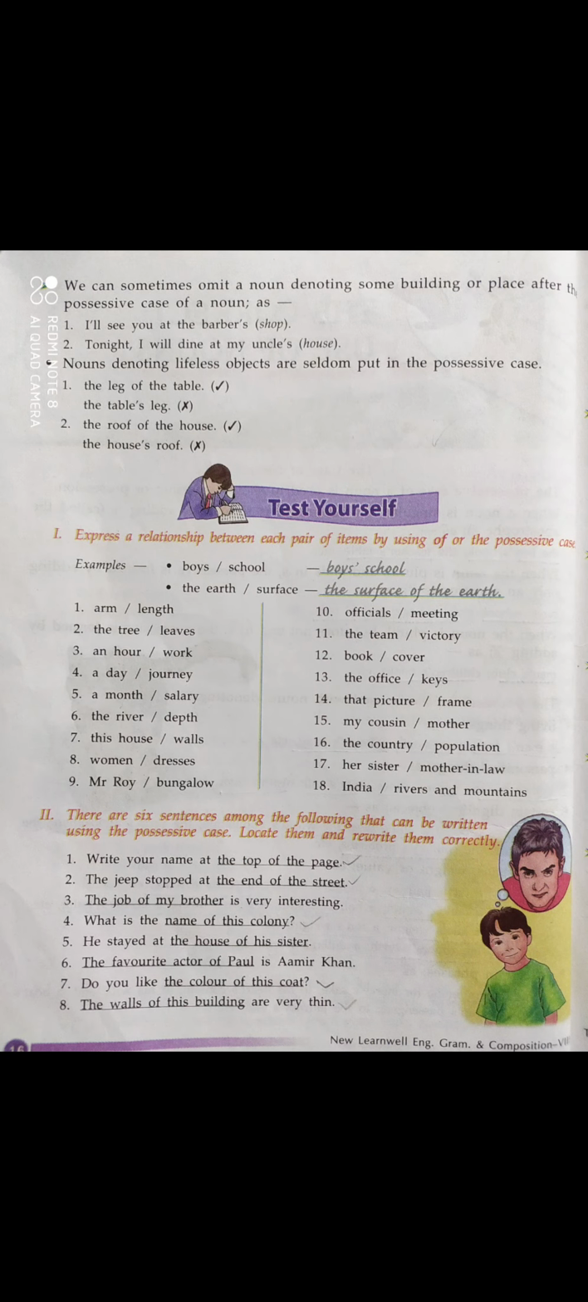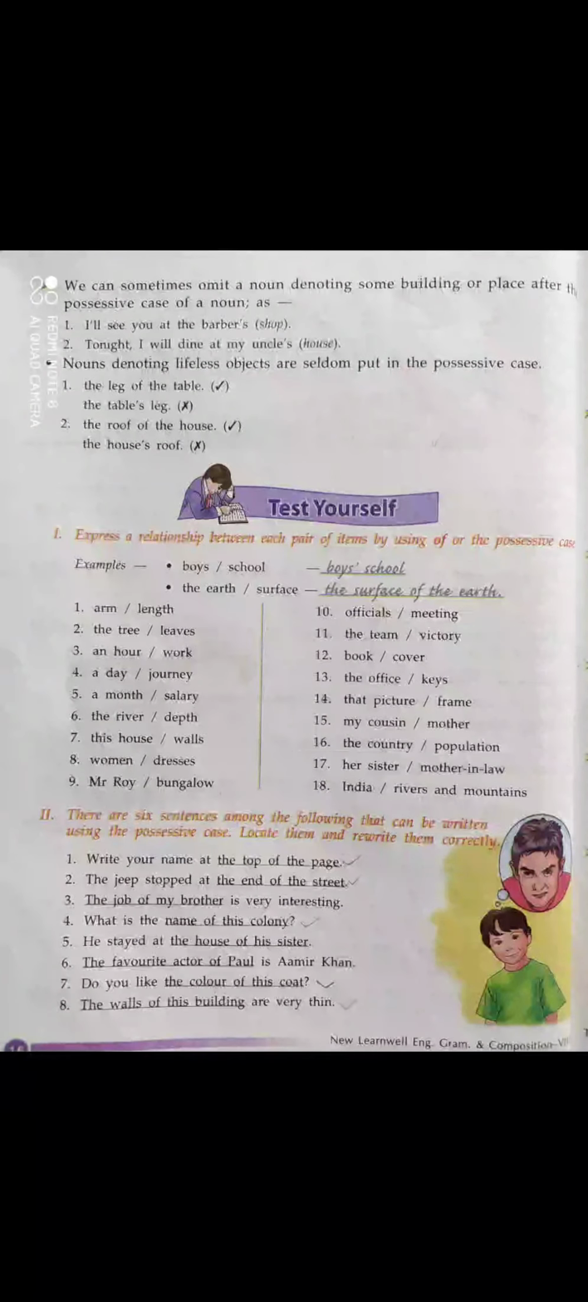Now the second exercise, correct the phrases. Write your name at the top of the page. It is right, no correction is there. The jeep stop at the end of the street. Streets end we cannot say. The end of the street. Street is an inanimate object, so we cannot use the possessive case, because street is a lifeless object. Page is also a lifeless object, so we cannot use the possessive case with both.